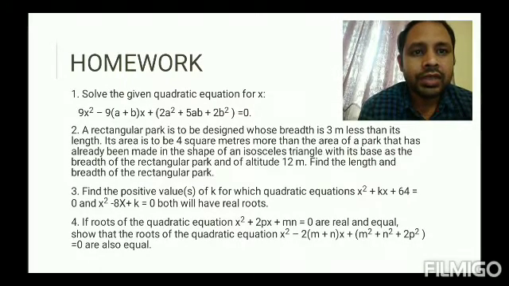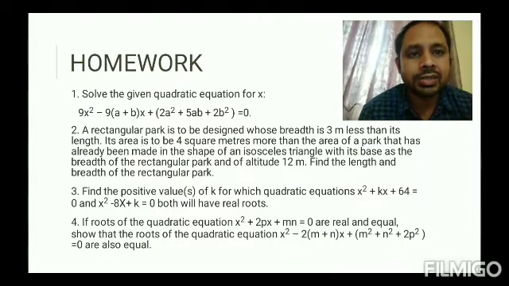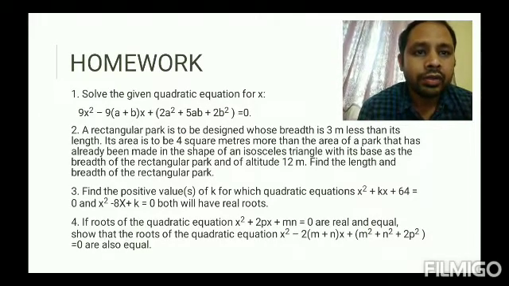Third one, find the positive values of k for which the quadratic equations x square plus kx plus 64 equals 0 and x square minus 8x plus k equals 0 both have real roots.